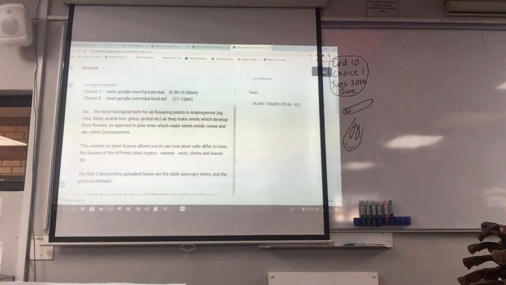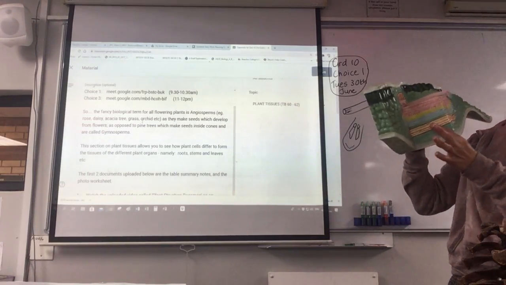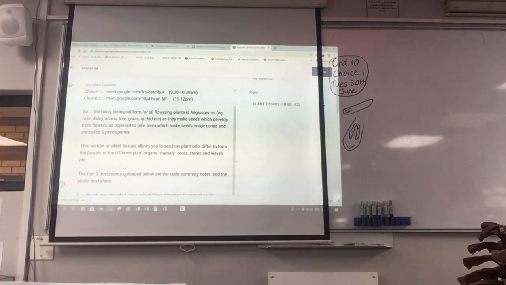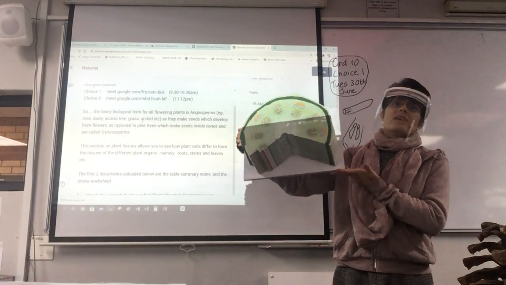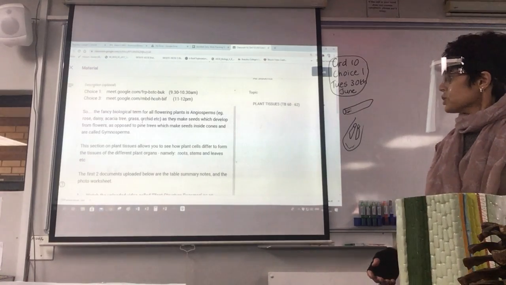All right, so the people at home today will be watching me talking about this. This is a model of inside a leaf. I've got one at home. Luckily, we've got two, and I could take them home. And this is a model of the inside of a stem, but only one type of stem. Okay, so I'll show you now what I mean.